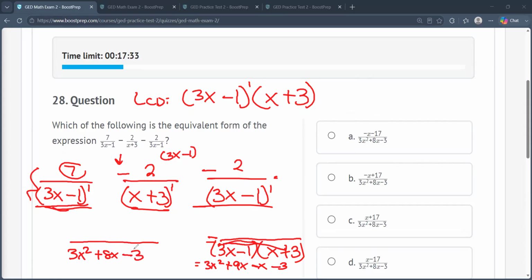Is there any one that you can delete? No, because they all have this 3x squared plus 8x minus 3. You can't eliminate any right now. Okay, so that's going to be in the bottom.